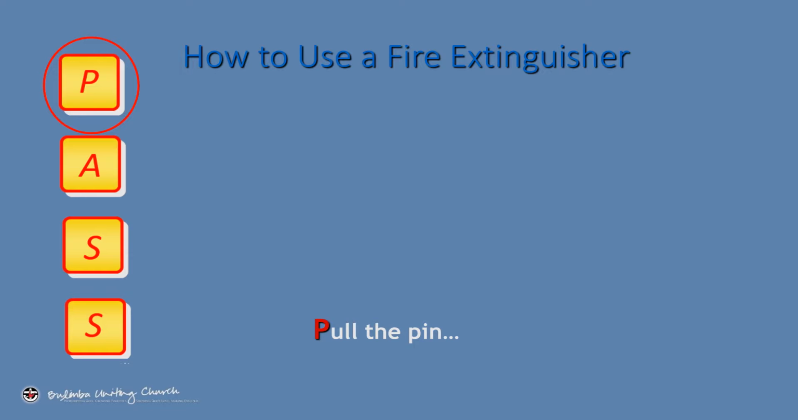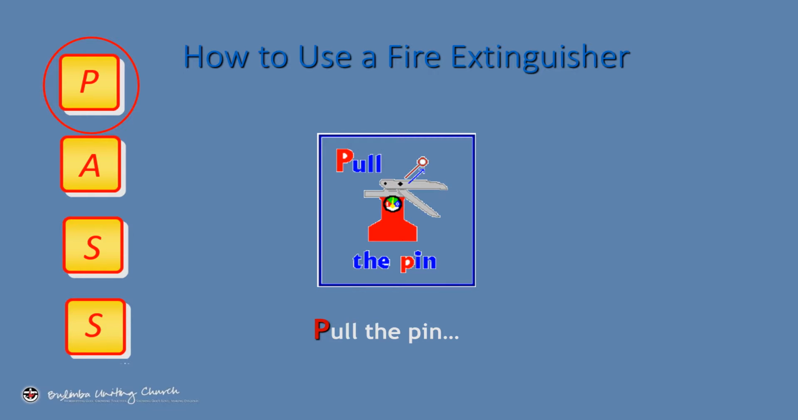Pull the pin. Hold the extinguisher upright and twist the pin to break the seal. Once this has been done, pull the pin to release the trigger. This will allow you to discharge the extinguisher.